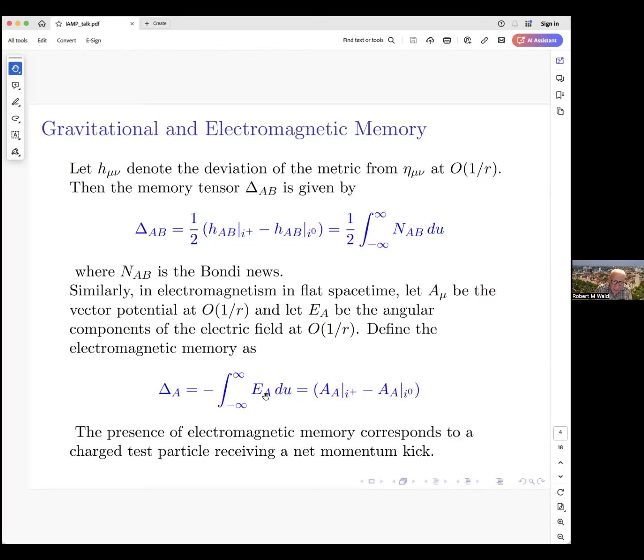So at early times, if your charged test particle was at rest, after the wave has gone by, it will have some momentum kick, so it will be moving then at late times.